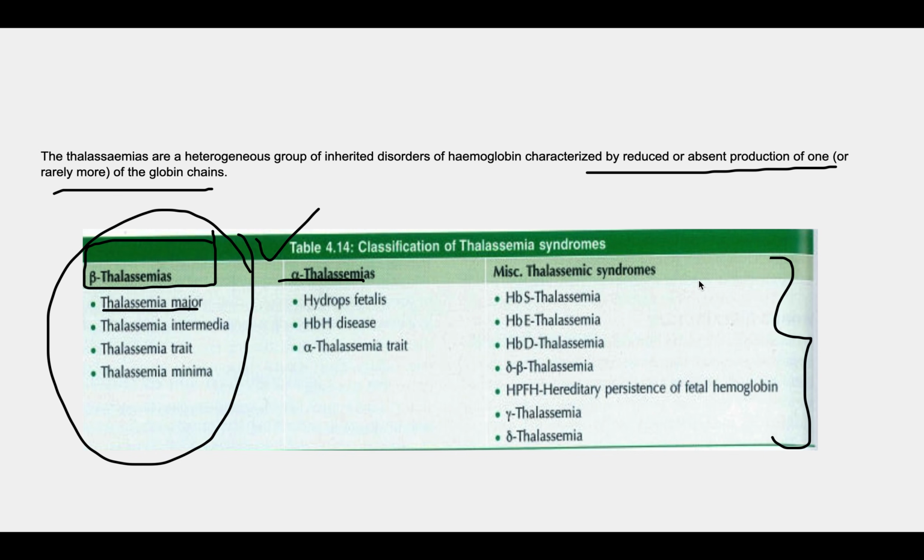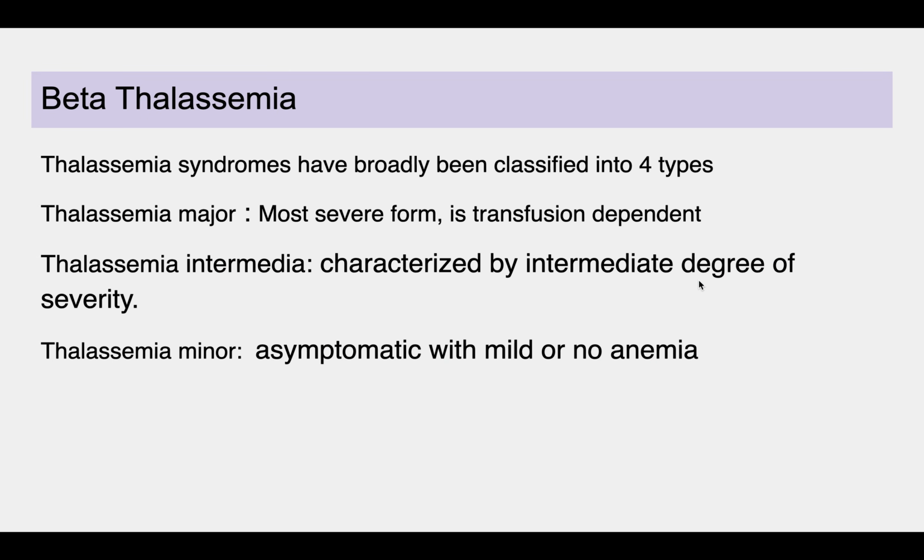Now going to the classification firstly. So beta thalassemia is divided into thalassemia major, intermediate and minor. Major is the most severe form. Intermediate, as the name suggests, has an intermediate degree of severity, and minor is mostly asymptomatic with mild or no anemia.